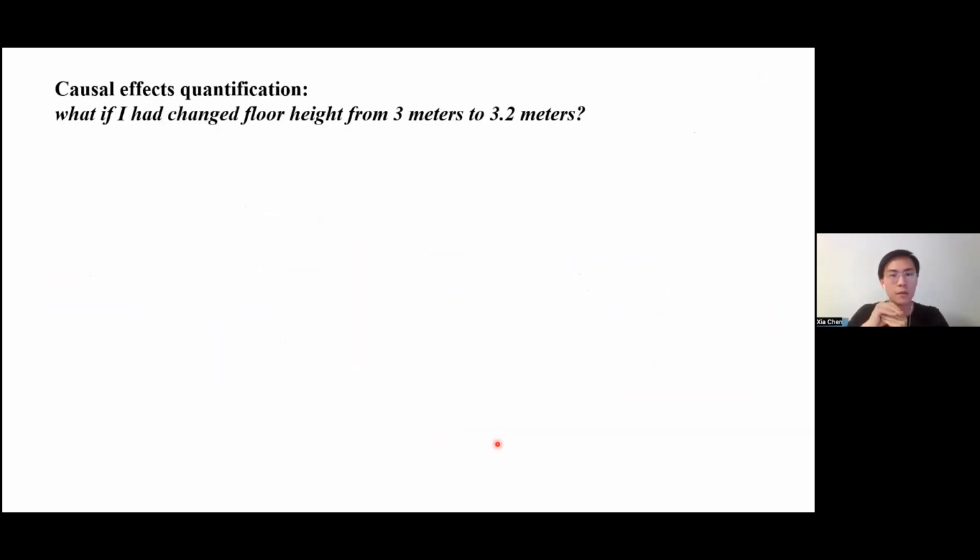Right. So once we have the causal relationship and clarify them between the treatment and outcome, the investigation of this causal effect estimation is relatively intuitive. In this case, we set an experiment based on the last slide between the floor height and heating load, and we ask a quantification problem. What if I had changed floor height from 3 meters to 3.2 meters? What would happen to the heating load?